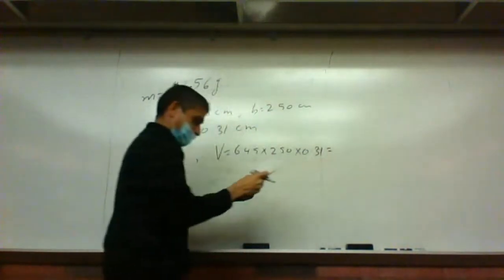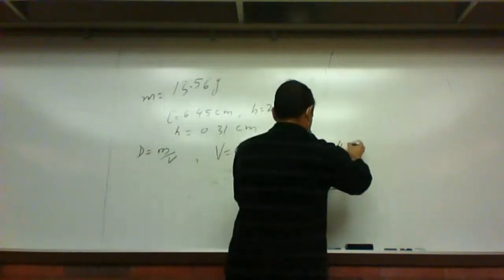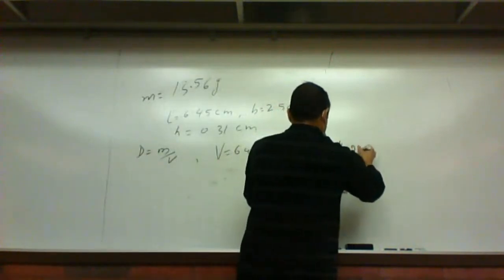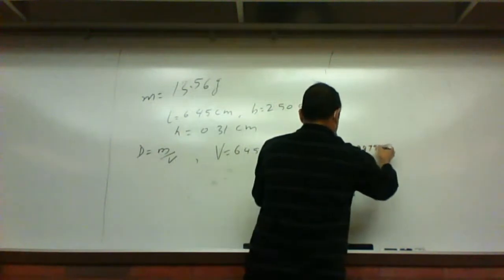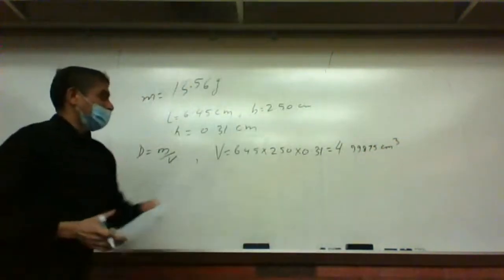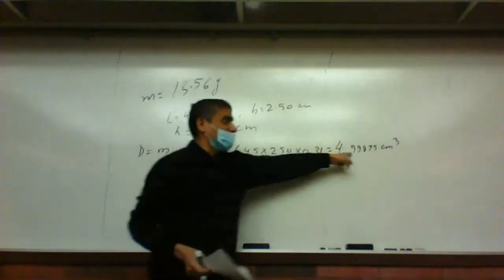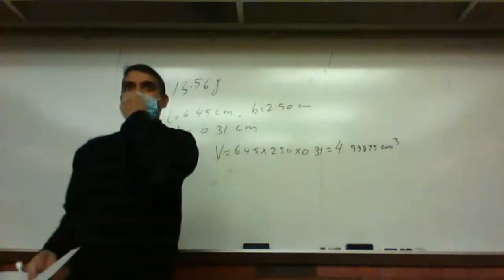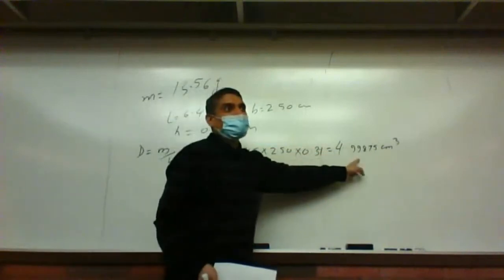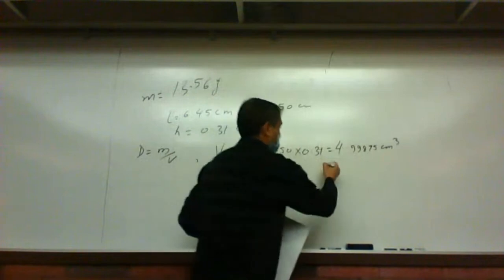If you multiply those numbers in the calculator, you will get 4.99875 cubic centimeter. So you got the volume of the book by multiplying length, breadth, and height. Can you write something like this in this course? No, right? So we need to take care of the significant figures.